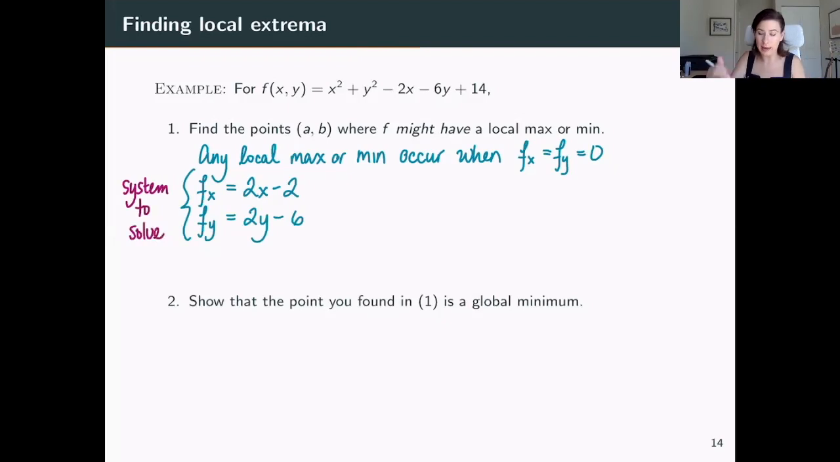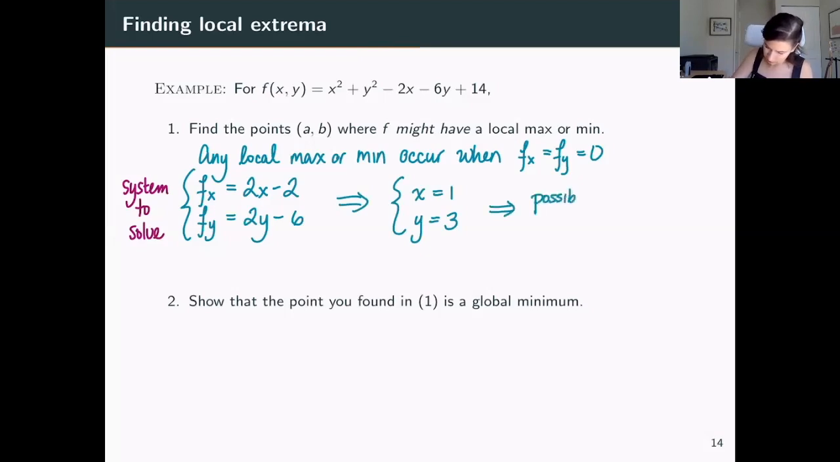And this isn't all that bad to do. We can go ahead and see that this is going to give me that my x is going to be equal to 1, and my y is going to be equal to 3. So we end up getting that we have a possible local max or min at the point (1, 3).